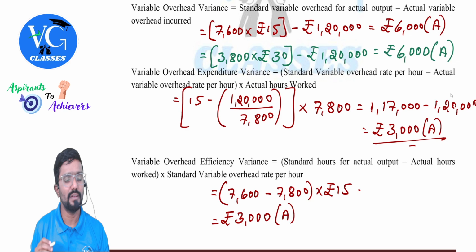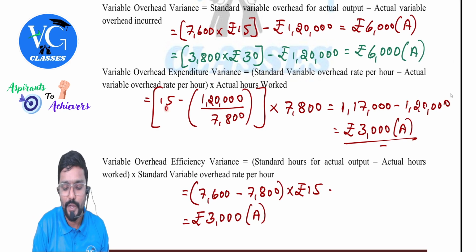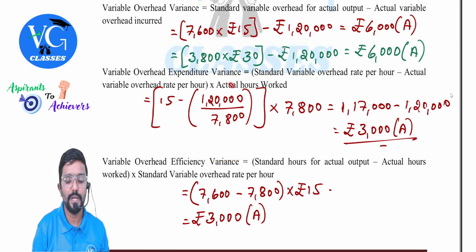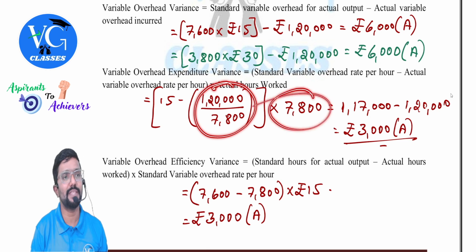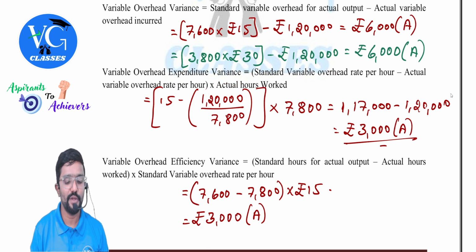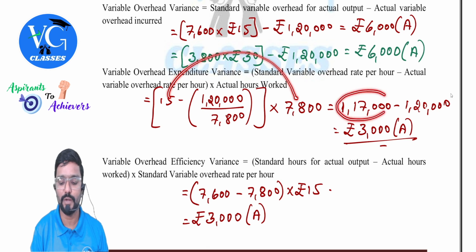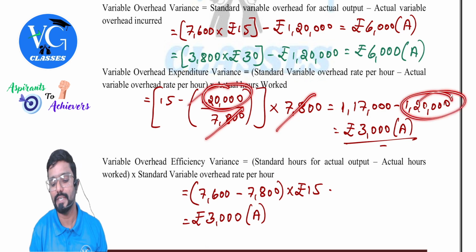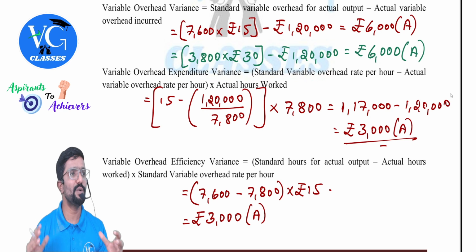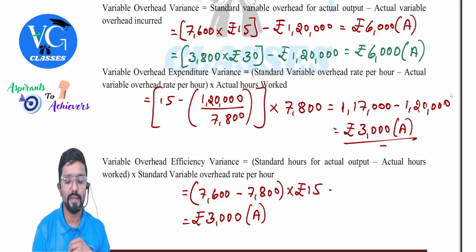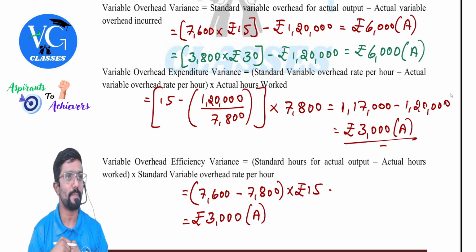Sir, how will I do this calculation in the calculator? Simple. You do 15 into 7,800 minus 120 divided by 7,800 into 7,800, which will give you 121. Clear? 15 into 7,800, you will get 1,17,000. Here, cancel this out, you will get 120. Take it as it is, so 3,000 adverse. By doing this, we are avoiding the difference. Nothing wrong even if you take 15.38 here, but you will get some minor difference.